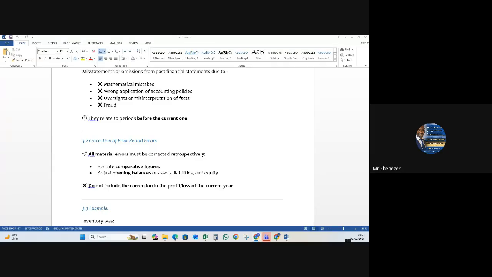Now, in that correction, do not include the correction in the P&L account of the current year. So don't include it in the current year. And that's it.